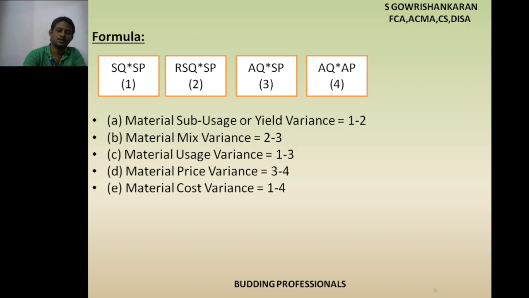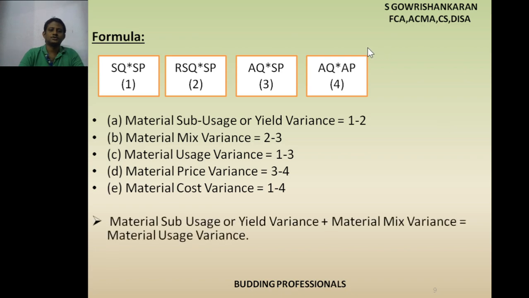Okay. Just go through these formulas before working out the problems. That will make it easy to understand the problems while working them out. So what is the next one? Material sub usage variance plus material mix variance equals material usage variance.